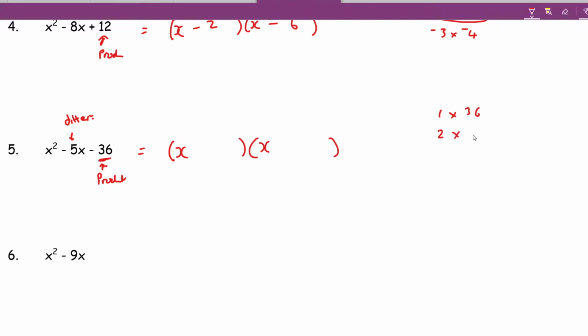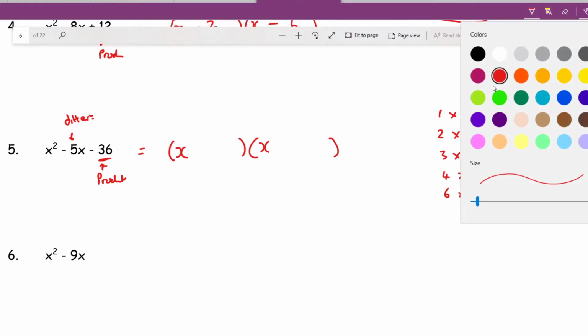2 times 18. 3 goes into it 12 times, so 3 times 12. 4 times 9 is going to give me 36, and then you've got 6 times 6 is 36. Now it's going to be a difference, so the difference there is 35, the difference there is 16, the difference there is 9. Now the difference there is 5, so bingo.